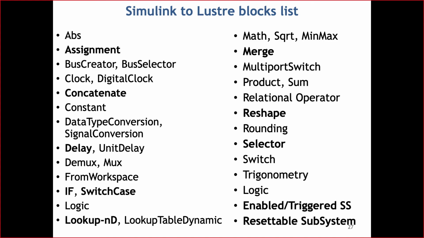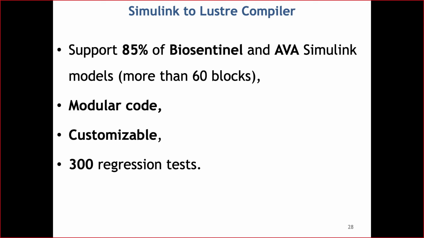If there is a block that is not supported, it will be abstracted for verification, but the user can also support it. The way CoCoSim is developed is customizable, and the user can support blocks that we didn't support by himself or herself. The compiler is modular. Each block is supported by a class. The user can modify the translation of some block or add support for another block. So modular code, that's what I was saying.